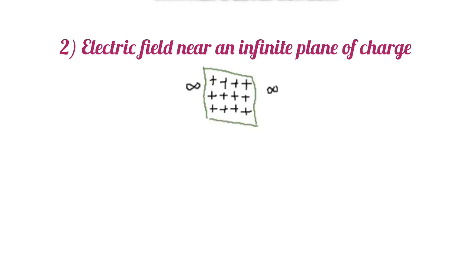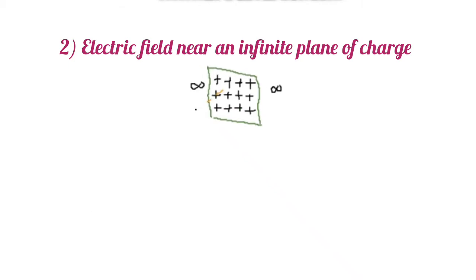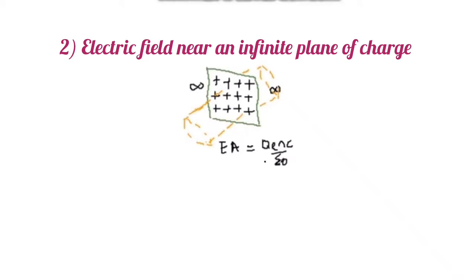Step 1. I'll draw a cylindrical Gaussian surface at the point I want to find the electric field. Cylindrical because it has length. Step 2. EA is equal to charge enclosed over epsilon naught. Step 3. Substitute Q and area, remembering the rules. The charge density, in this case, surface charge density, because we are dealing with area now, is sigma, which is equal to the charge over the area. Therefore, charge is sigma times A.